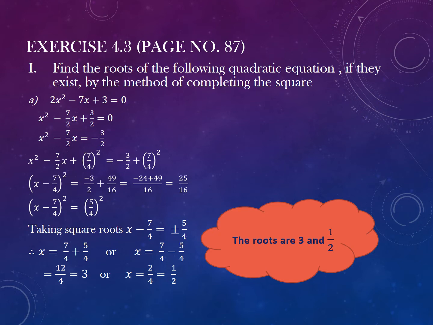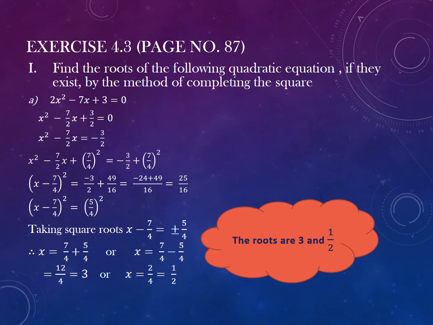When we move on to the question, 2x square minus 7x plus 3 is equal to 0, we can see the coefficient of x square is 2. We need the coefficient of x square as 1. So we are going to divide the equation throughout by 2. So our equation becomes x square minus 7 by 2x plus 3 by 2 equal to 0.